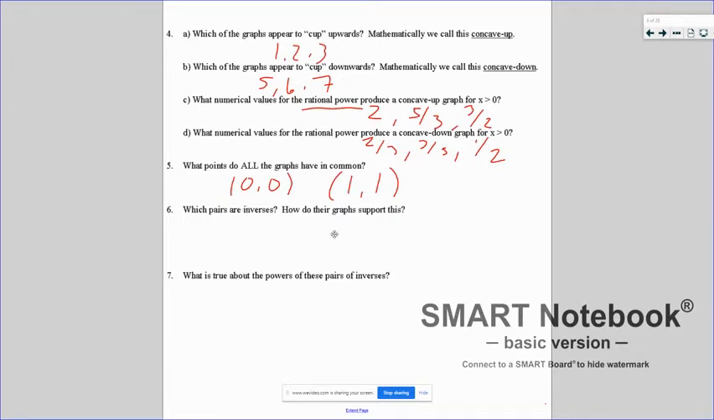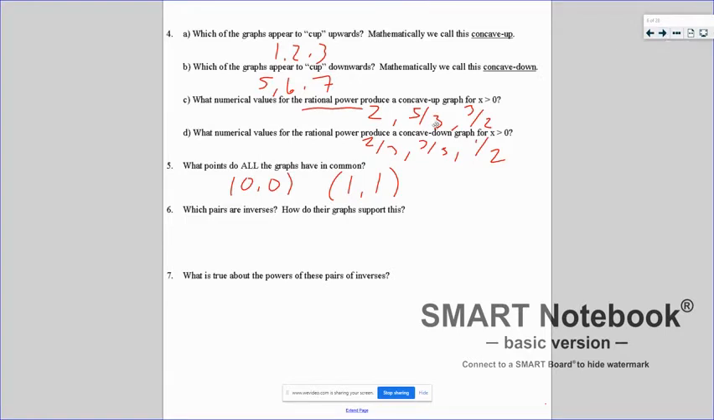And how do the graphs support this? They are reflections over the line y equals x. What's true about the powers of these pairs of inverses? The powers are reciprocals. So reciprocal powers are going to be inverses of each other. They will actually undo each other. So we'll take a look at that maybe when we do some solving.